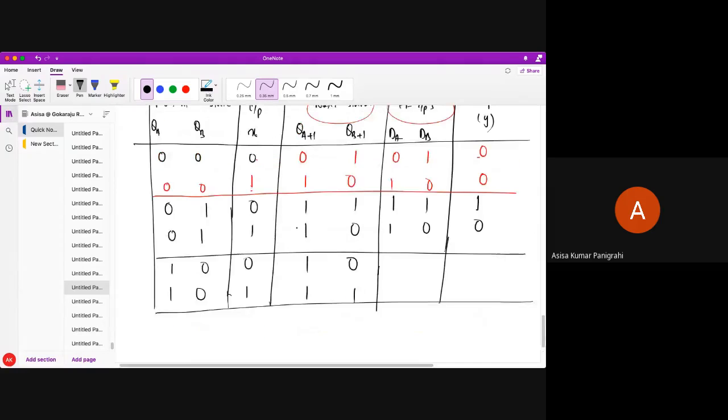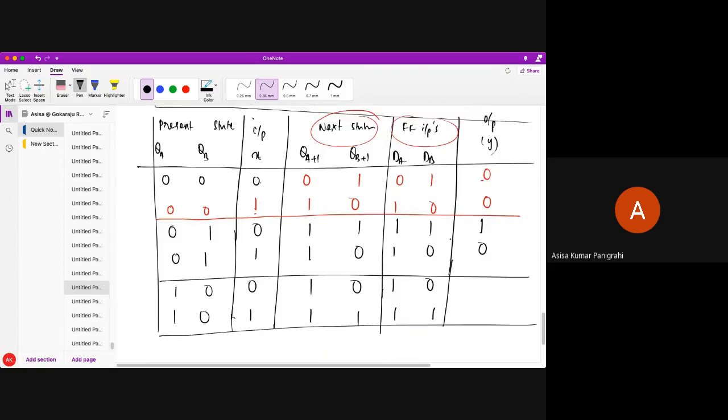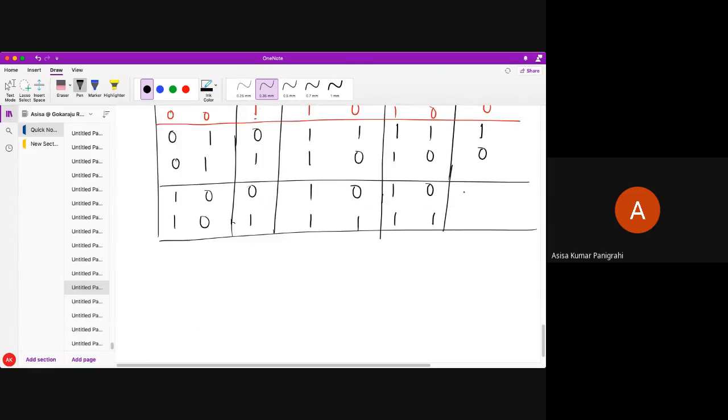And what are my flip-flop inputs? Same, I'm just copying 1 0, 1 1. What are my outputs? For input 0 output is 0, for input 1 output is 1.